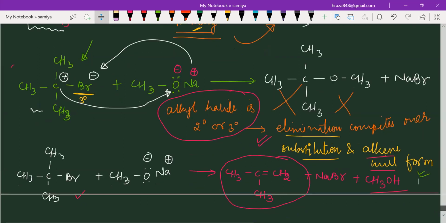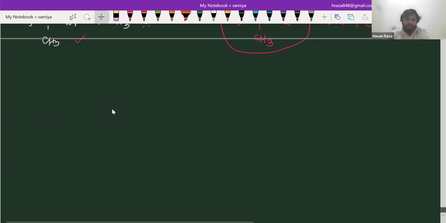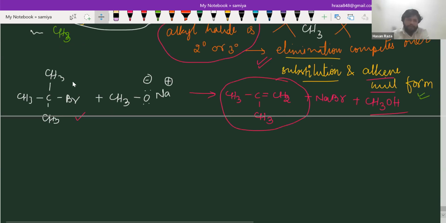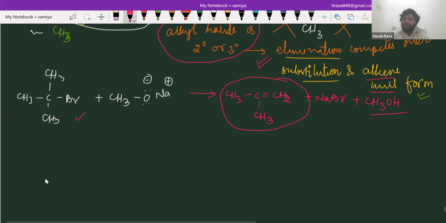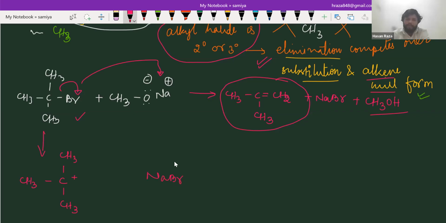Okay. So how does this reaction take place? See, I'm going to explain. First of all, Br will take electron from this carbon, so there will be the formation of carbocation like this. You can see there is CH3 and there is CH3. And this Br will go with sodium and form NaBr. Now this will have CH3O negative.